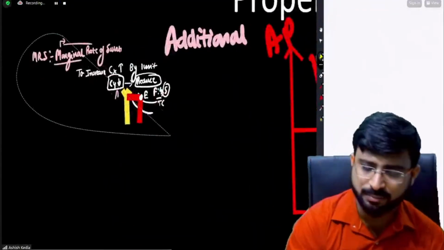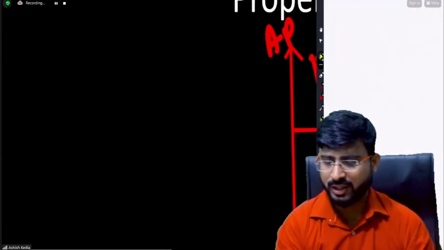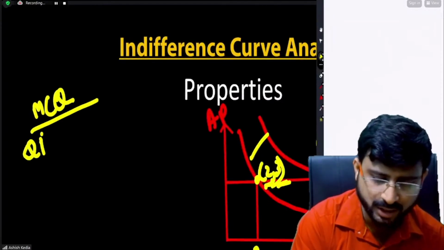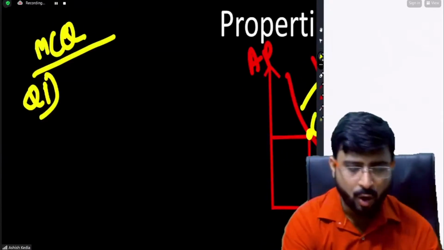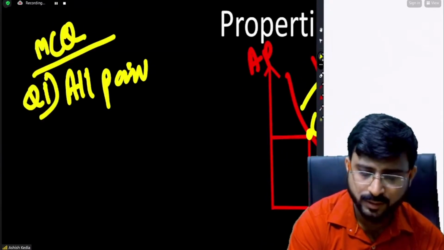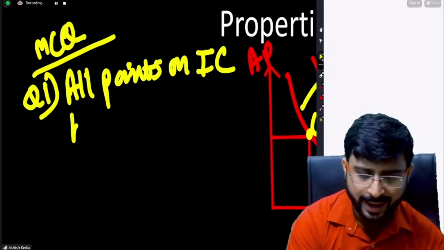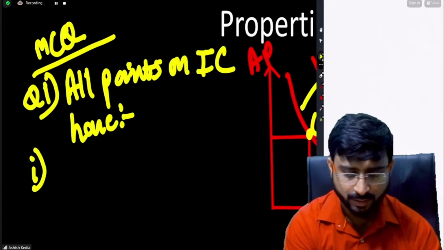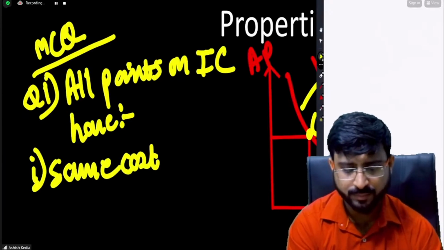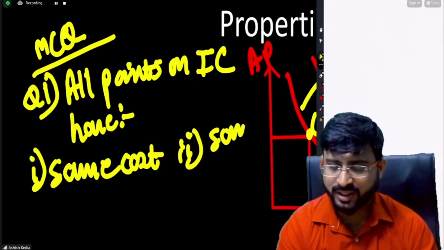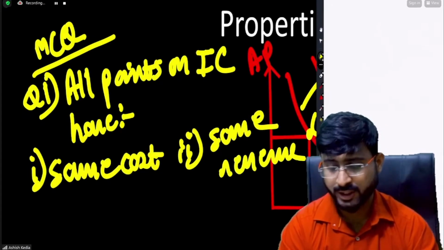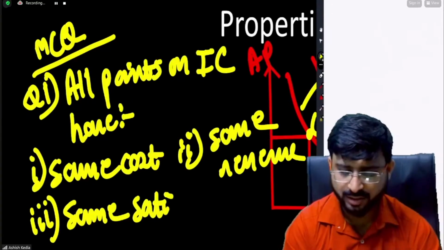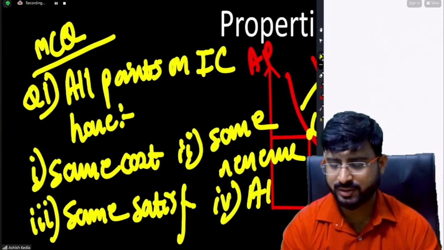Now, friends, I feel like asking some MCQ to you all. Let me ask the question. Question is, all points on indifference curve have: Number 1, same cost. Number 2, same revenue. Number 3, same satisfaction. Number 4, all the above.